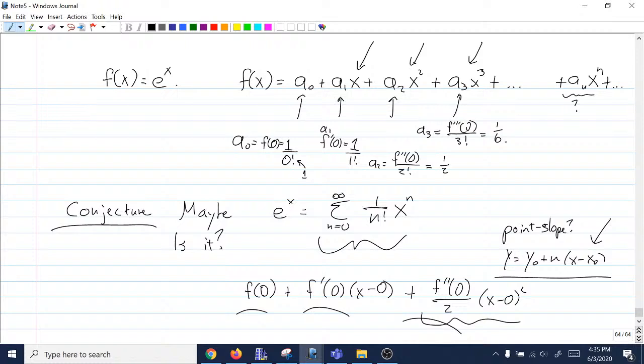You probably had problems in Cal 1 where you would approximate e to the 0.1 by using the tangent line. Well, now you can use a third term or a fourth term and get even better ways of approximating e to the stuff. So let's get to a definition.